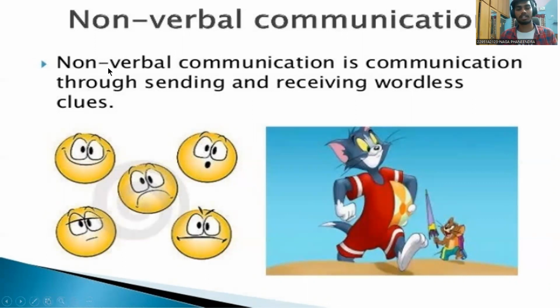Non-verbal communication is sending and receiving wordless clues. In non-verbal communication, as in the example here, we won't use any words to speak or any particular text to send or receive our message. We just use some kind of emojis or pictures to express how we are feeling, which we can't show in a text. So basically, we use non-verbal communication there, and the opposite person will understand what mood we are in.